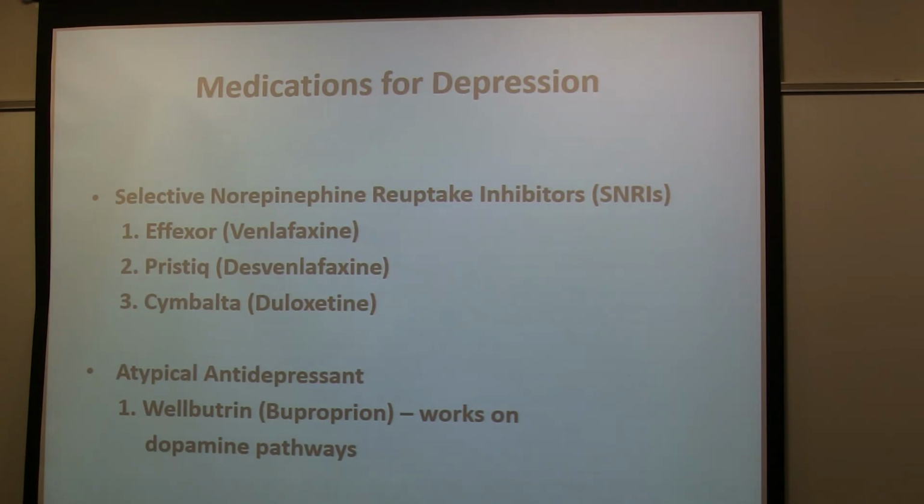There are some atypical antidepressants. The one that is most well known is called Wellbutrin, and that specifically does not work at all on the serotonin or norepinephrine pathway. It works on the dopamine pathways.